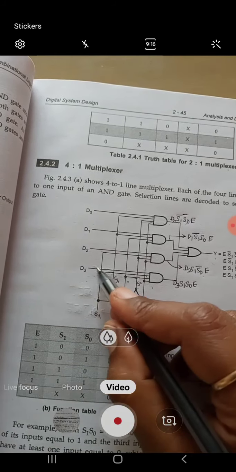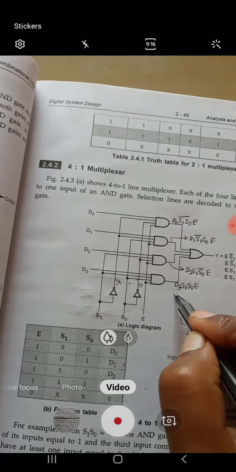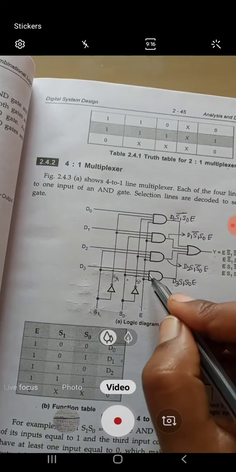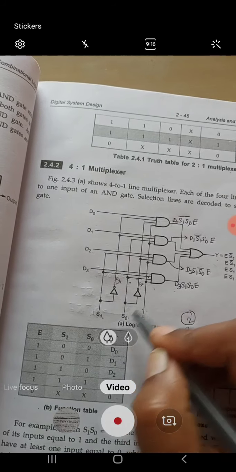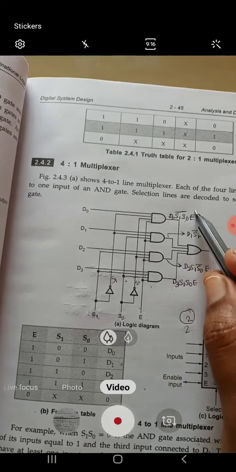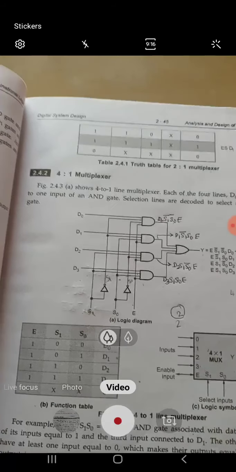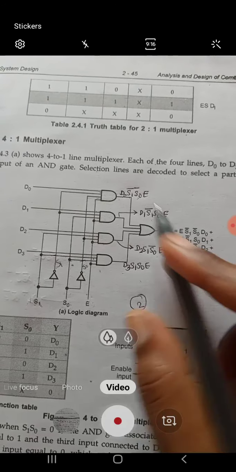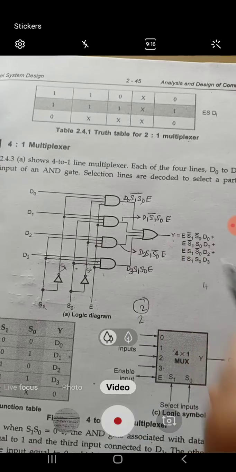Similarly, the last line, D3. You can see it here. Then what is the second line? S1. What is the third line? S0. And what is this? This is nothing but E. So there are 4 possible combinations available over here. What is the output which you have? The same 4 things I have written over here.